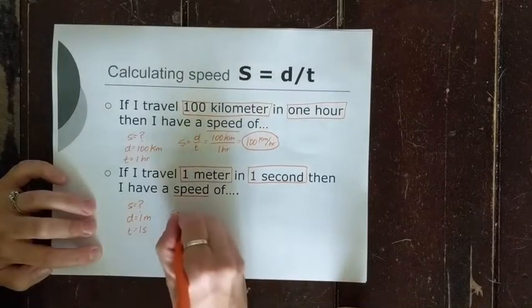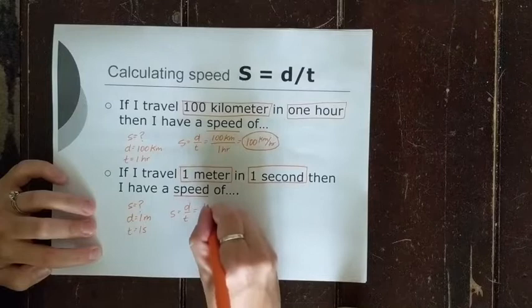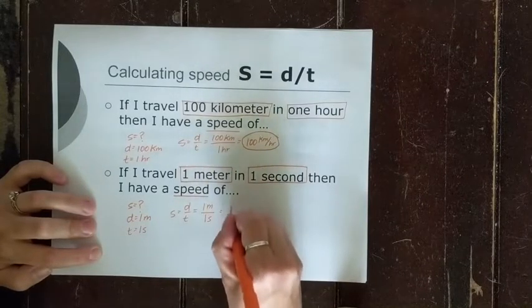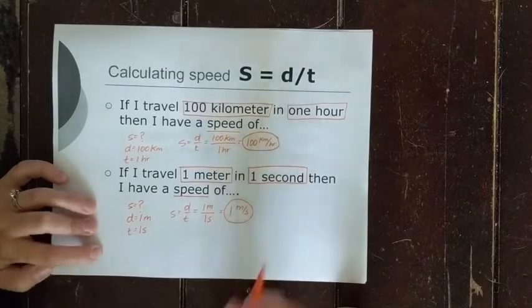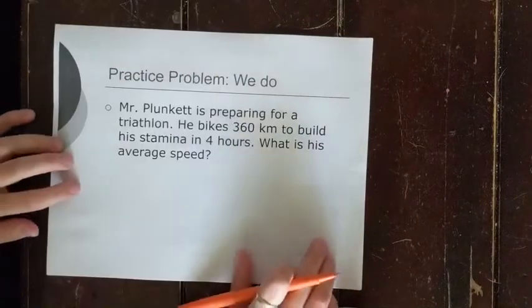So if I put that into my equation, speed is equal to distance divided by time, we have 1 meter divided by 1 second, which gives us 1 meter per second. Pretty simple and straightforward. So let's try with a little bit more difficult numbers.